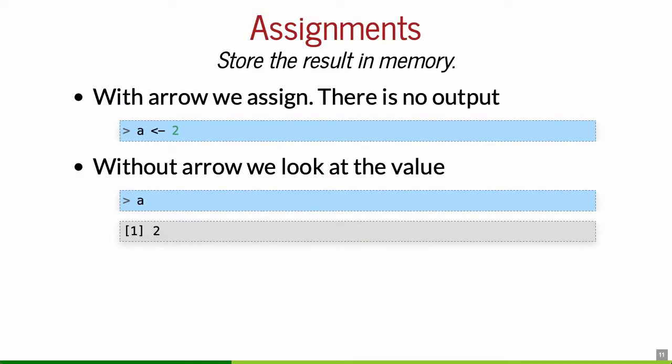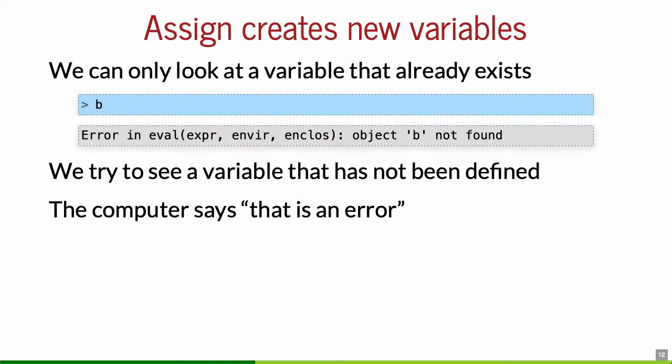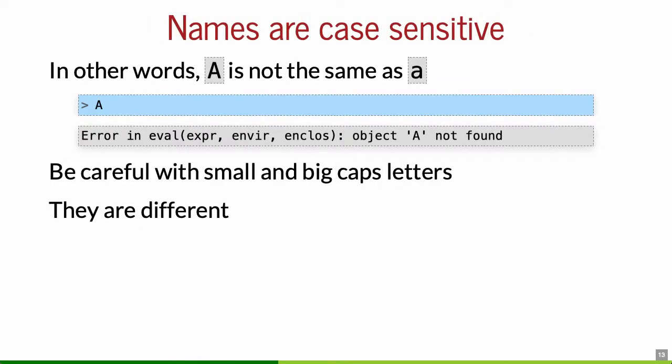With one arrow, we assign, and there is no output. Without arrow, we ask what is the content and we see what is the value. We can only look at the variables that already exist. If we ask for a variable that doesn't exist before, we get an error. And the same happens if we use the wrong case. If we use big letters instead of small letters, we will get an error. So we have to be careful. If we use big letters, we have to use always big letters. If we use small letters, always small letters, because they are different.